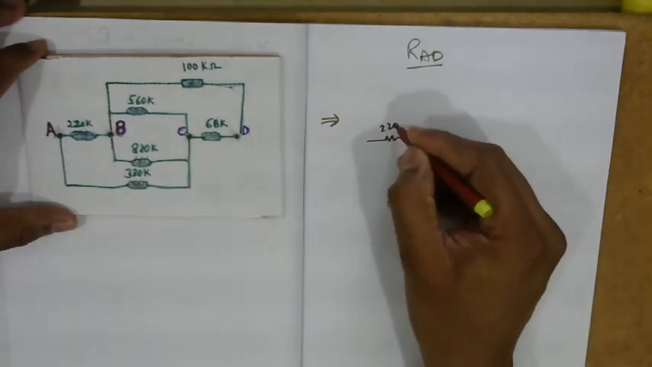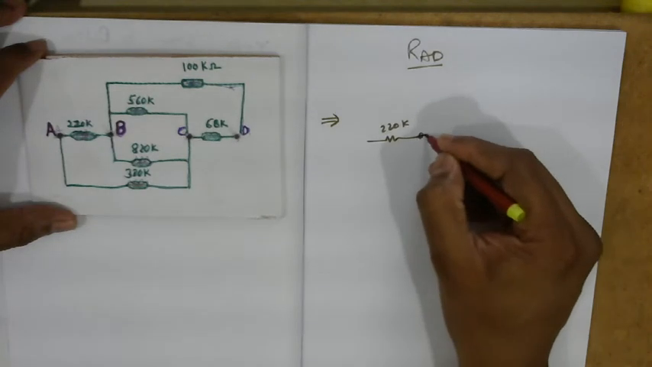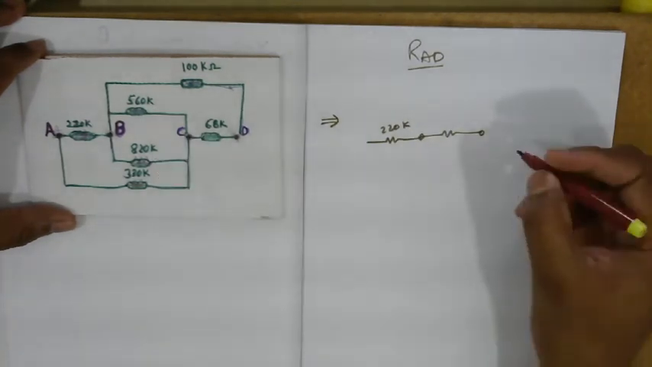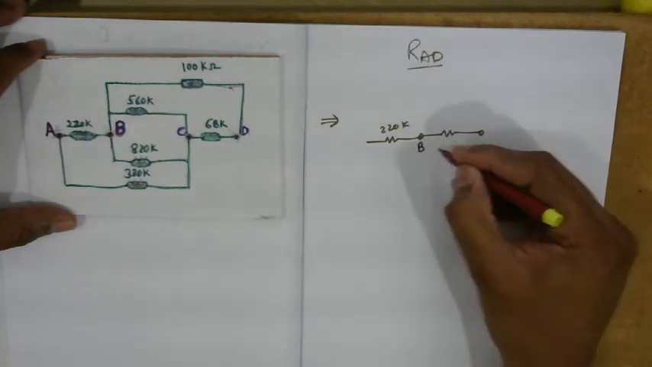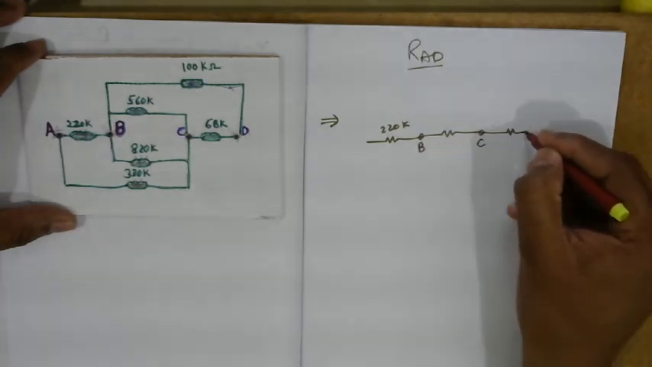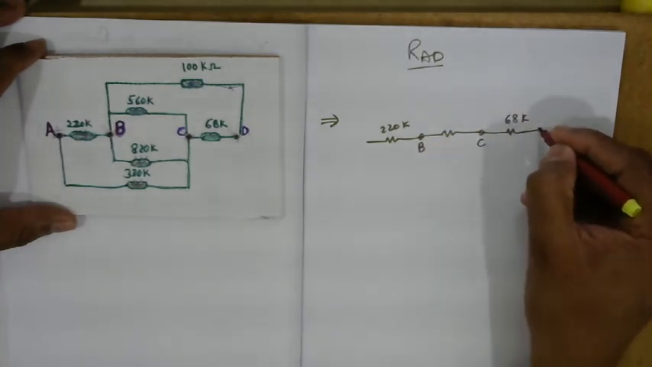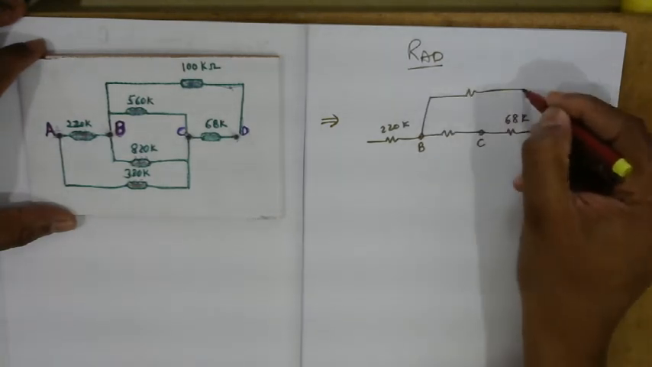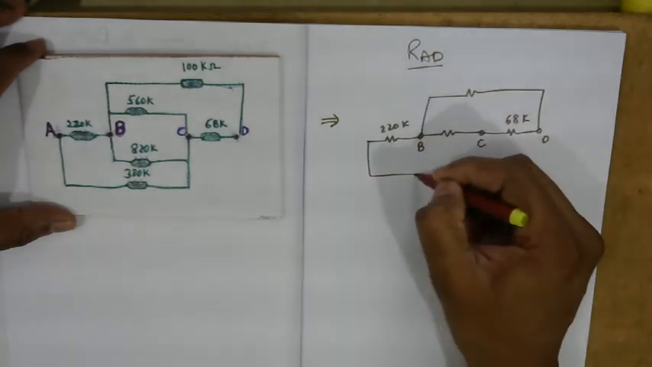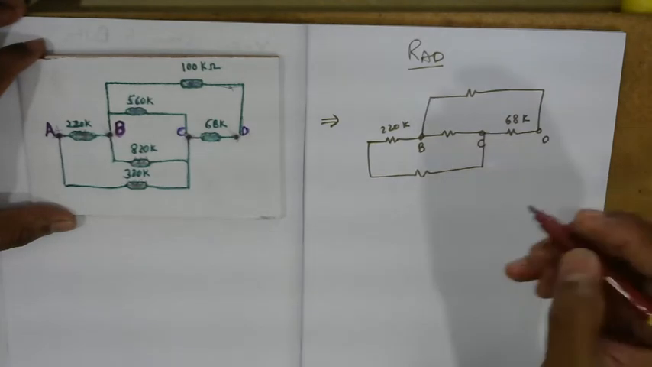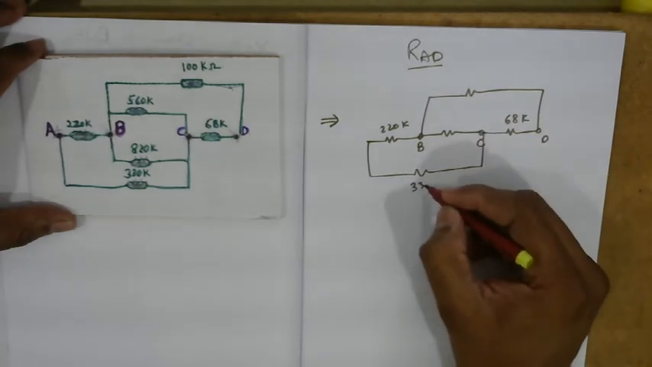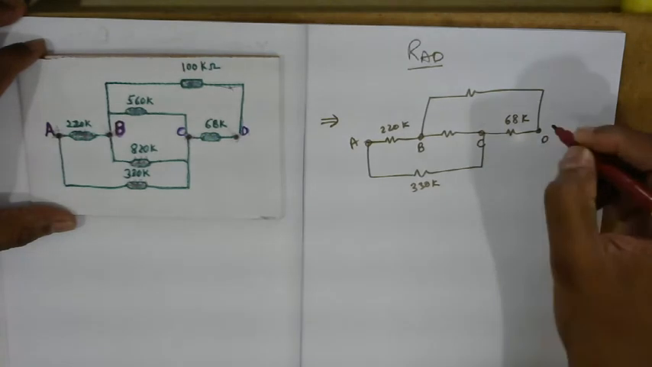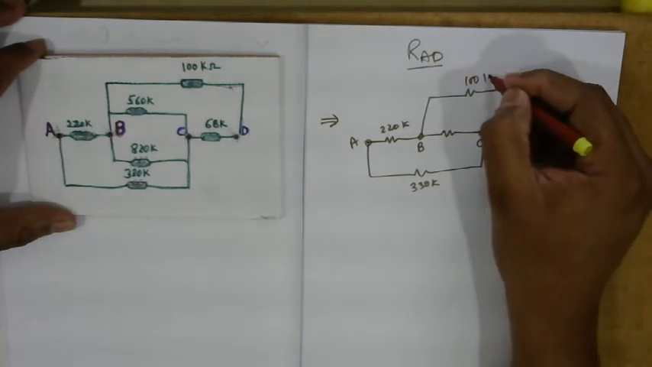So there is a 220K and there will be an equivalent resistance of 560 and 820, and this is B, C, and here I am having 68K going to D, and I have one resistance like this and one resistance like this. So this is 330K, and this point is A and this point is D, and this is 100K.